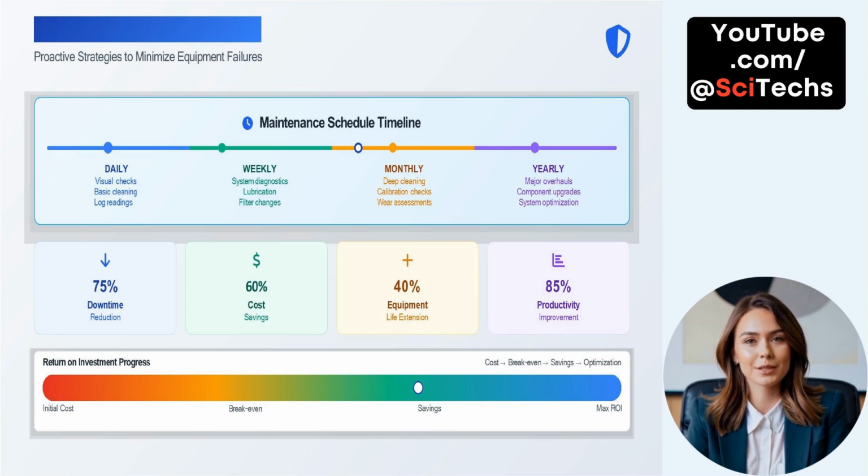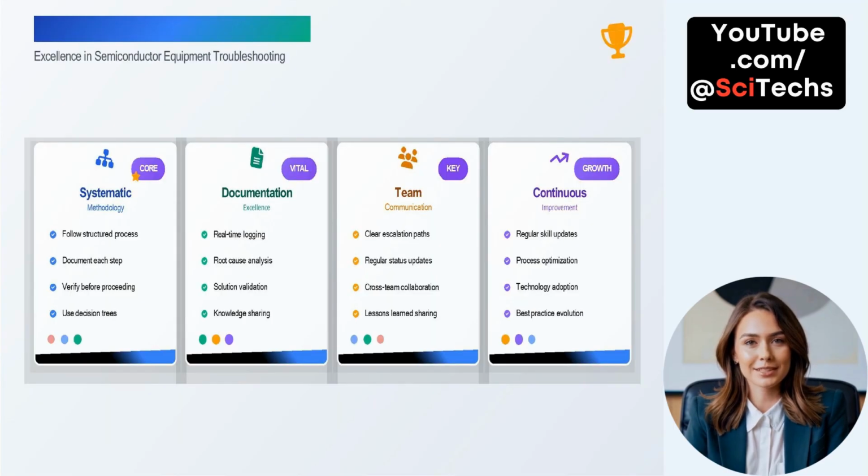The benefits are clear: up to 75% downtime reduction, 60% cost savings, 40% equipment life extension, and 85% productivity improvement. As shown in the ROI scale, investment in this approach leads from initial costs to break-even and ultimately to sustained savings and optimization. Excellence in semiconductor equipment troubleshooting.